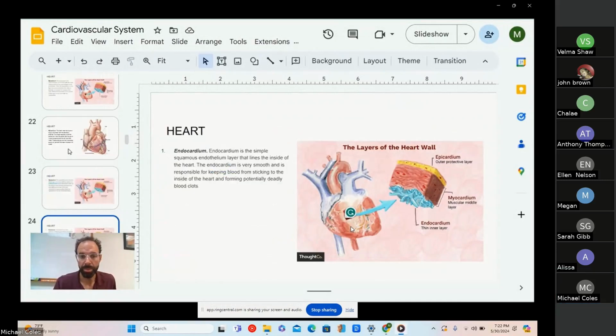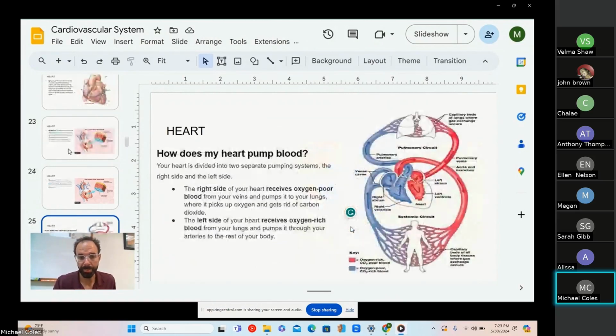The endocardium is going to be simple squamous endothelium, so it's a very, very thin layer, and it's really there kind of like the lining of cans to help your beans not be absorbed into the aluminum, or it leaching off as much. So this is just keeping the blood from sticking to the inside of the heart, so it can actually pump out into the rest of the body.